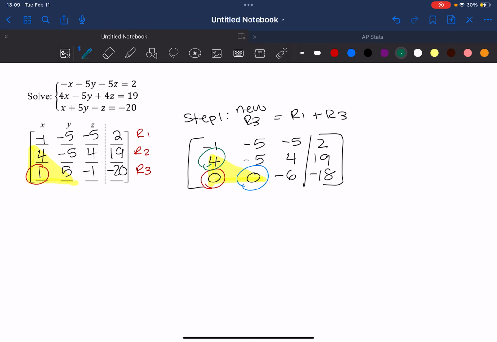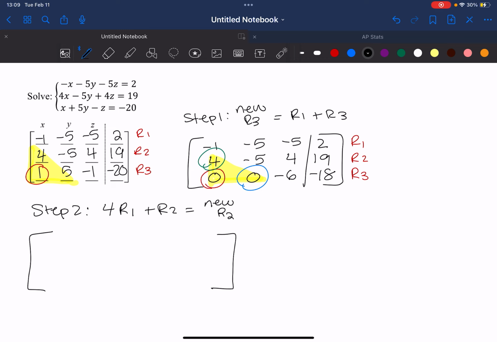Okay. And in order to do that, we are going to look at row 1 because it has a -1 and row 2 because it has a 4. And so in order to cancel this, we would have to multiply row 1 by something and then add it to row 2. So step 2. We're going to multiply row 1 by 4. So 4 times row 1, we're going to add that to row 2, and that's going to give us our new row 2, which means when I write my matrix, row 1 and row 3 stay the same. So -1, 0, -5, 0, -5, -6, 2, -18.